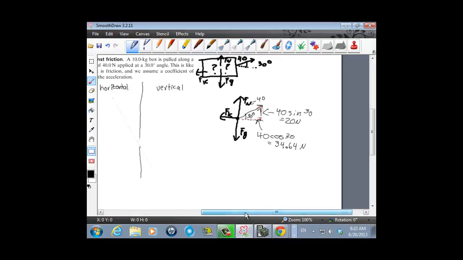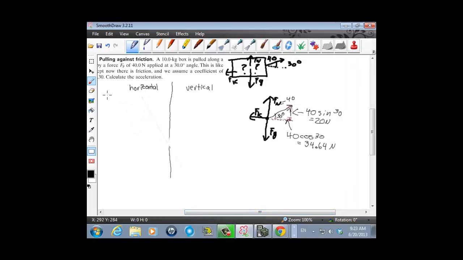Okay, all right. So our horizontal forces. We have our applied force, but just in the horizontal. Our applied force is to the right. We'll call that positive 34.64. We have our kinetic force of friction. That's to the left. We don't know what it is yet, but we do know it's mu k times the normal force, and it's to the left, so we'll call that negative. We also know what mu k is. Mu k is 0.30, so it's 0.30 times the normal force.